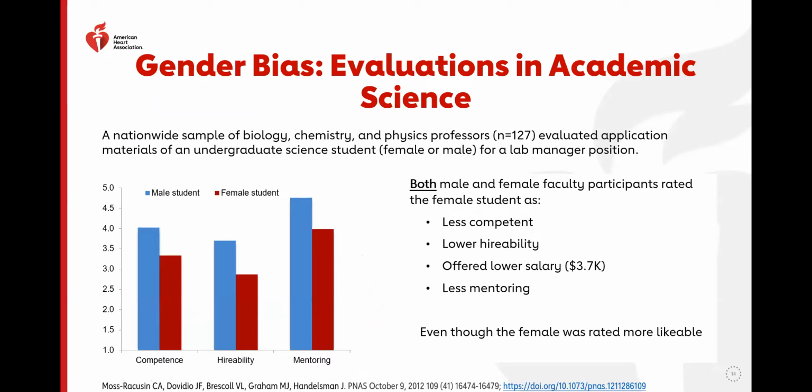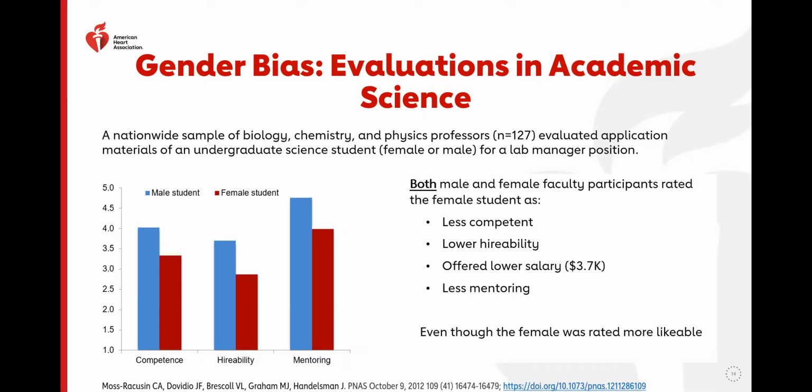In a randomized double-blind study, a nationwide sample of science professors were asked to evaluate application materials for an undergraduate science student for a lab manager position. The application materials were identical for the male and female students. The study showed that both male and female faculty members rated the female student as less competent and less hireable, and offered the female student lower salaries and less mentoring.